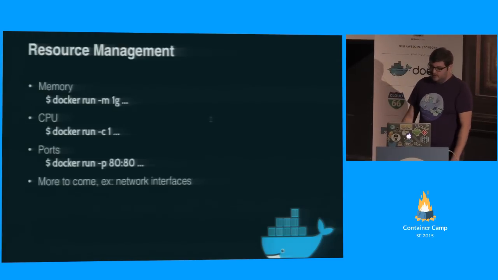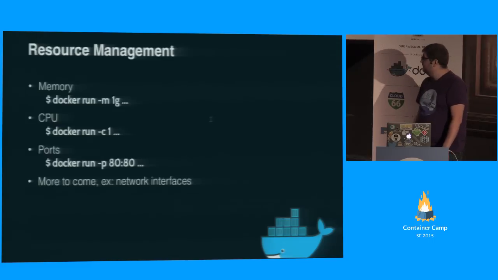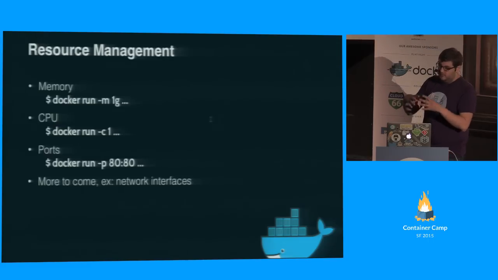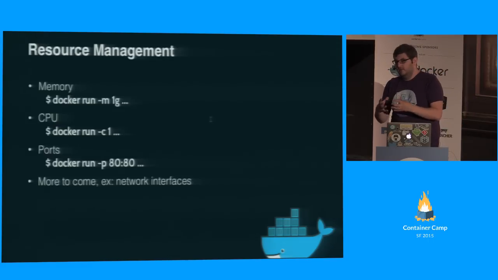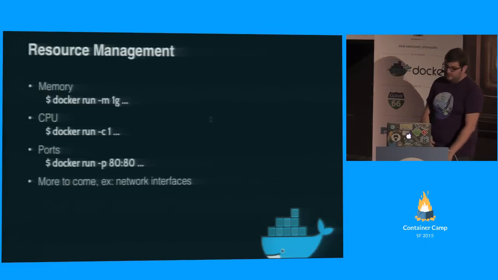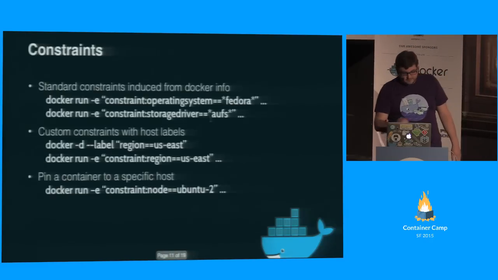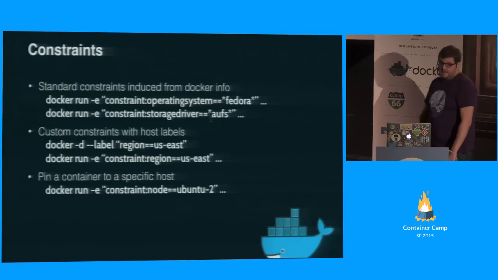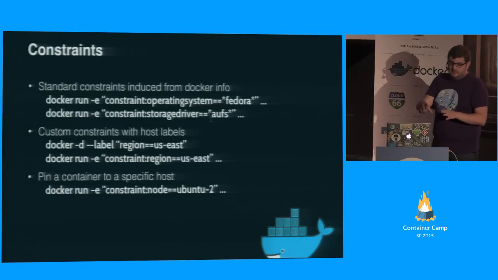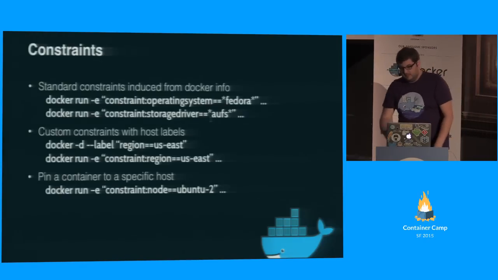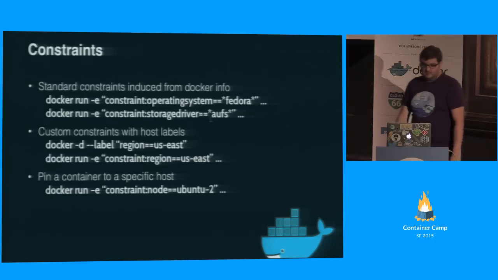More resources are coming. We would love to have network interfaces. So basically, we would love to be able to start a container and say, I want a dedicated network interface. So we definitely want to do that. Now let's talk about constraints. And at the end, I will do a live demo, so maybe it will be easier to understand, but I'm just going through the slide here.